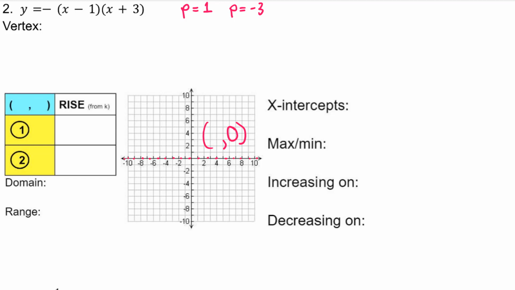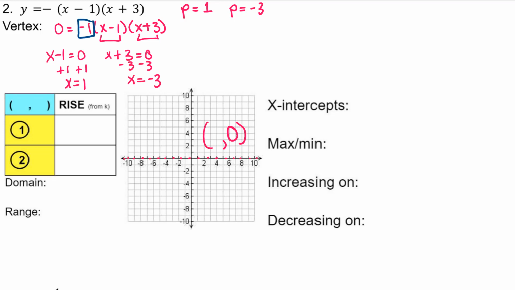Let me show you the algebra for that. In Algebra 1, you learned zero product property, that if a times b is equal to 0, then separately we can solve by making a equal to 0 and b equal to 0. Therefore, x minus 1 could be equal to 0, and x plus 3 could be equal to 0. When you solve these for x, you will get p and q.